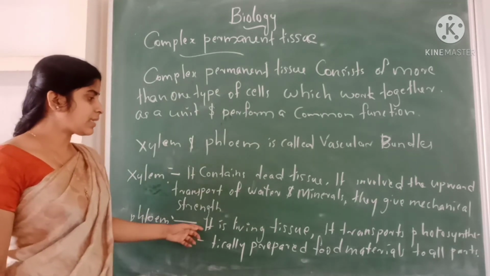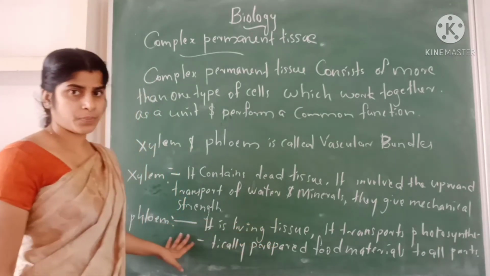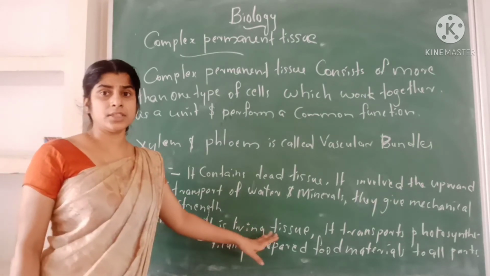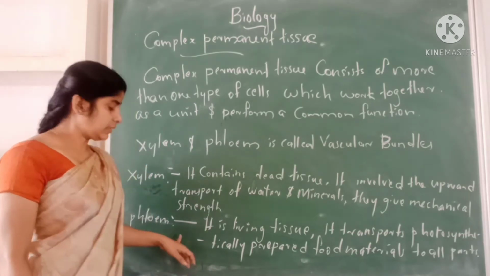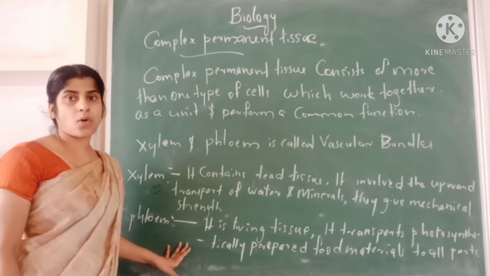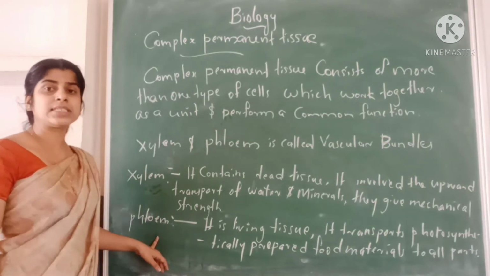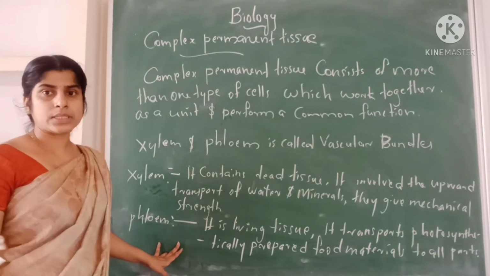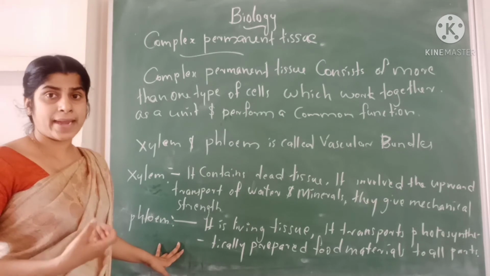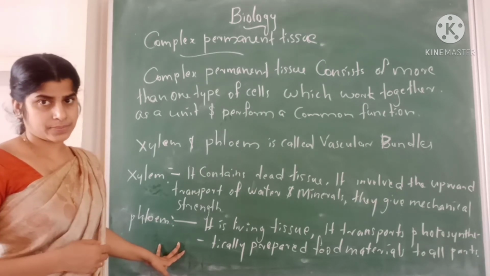Next is phloem. Phloem is a living tissue. It is also a conducting tissue, and it contains different types of cells such as sieve tubes, phloem fibers, phloem parenchyma and companion cells.